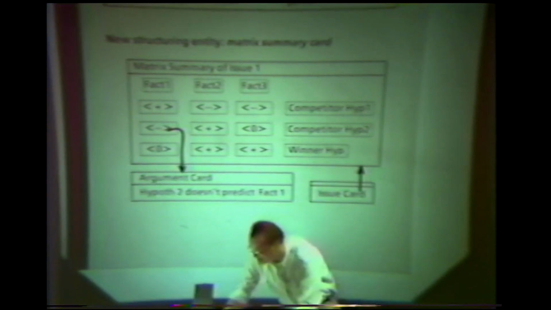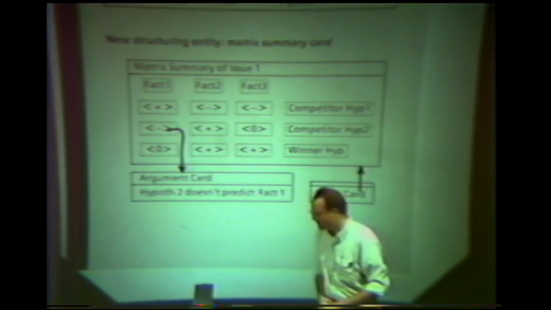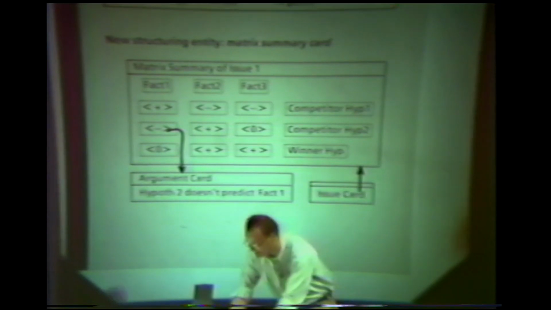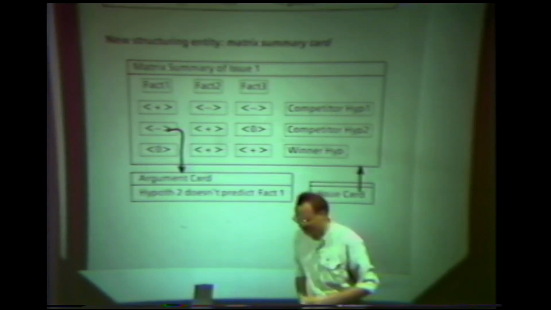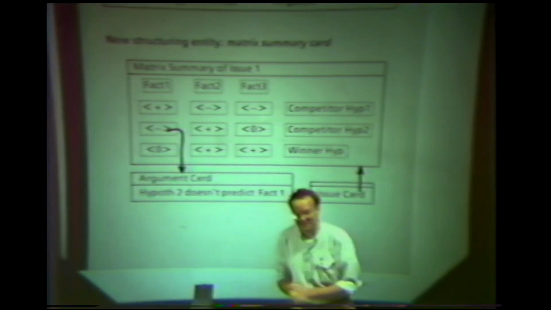Okay, so from this matrix summary card, he can figure out which one is actually the winner hypothesis by looking at the number of pluses and minuses and zeros, which means it's a moot argument, or the hypothesis has nothing to do with the fact.